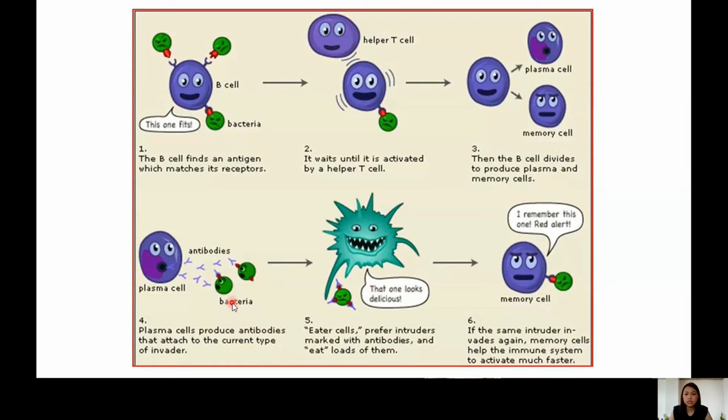And now, since the plasma cell has tagged the pathogens, the macrophages or the killer cells will recognize these pathogens as harmful for the body, therefore killing them either by destroying them or by eating them. Then, if the same intruder invades again later, the memory cells will help the immune system to activate much faster.